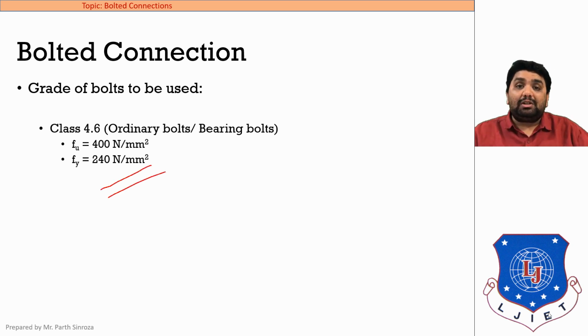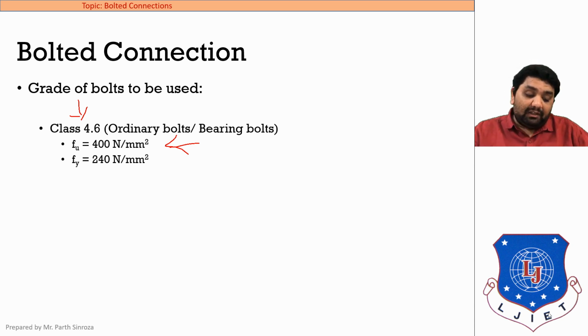The nomenclature or the grade name is given specifically as class 4.6, and there is a reason behind it. The 4 that is seen first is the Fu or ultimate strength. So if you see class 4.6 is given, that means the number 4 is given, then the ultimate strength will be 400 Newton per mm square. Clear? This is how you will remember it in your examination while solving numericals.